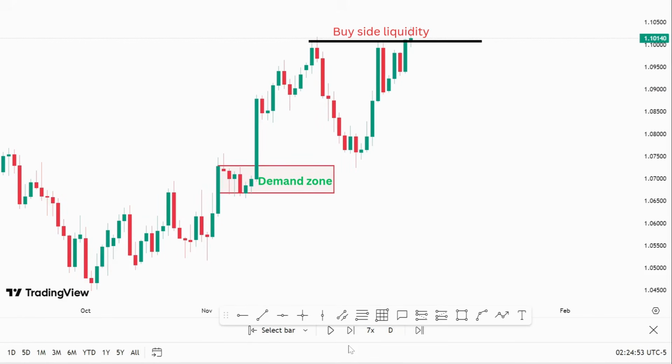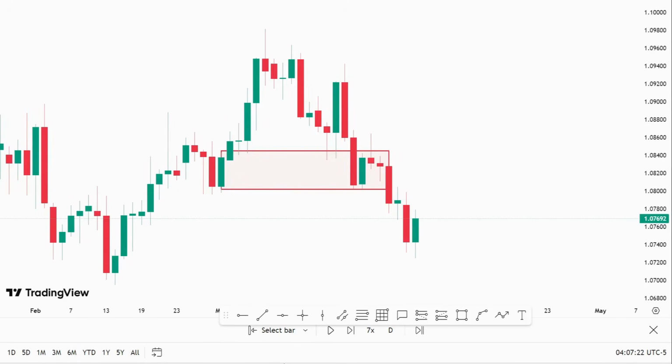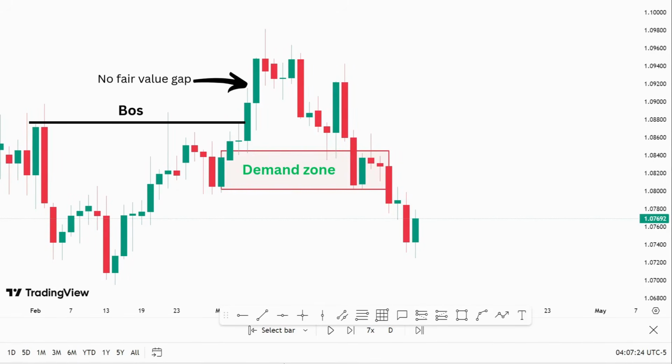Price does exactly that. On the other hand, price broke structure but with no significant fair value gap or market inefficiency. See how price runs through this level. Fair value gap is therefore a key condition to validate a supply or demand zone.